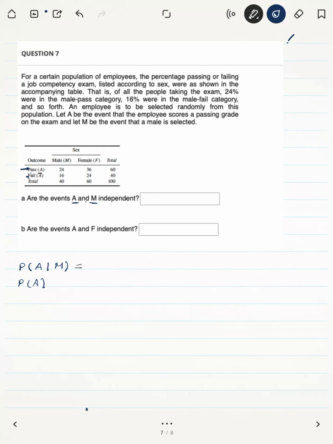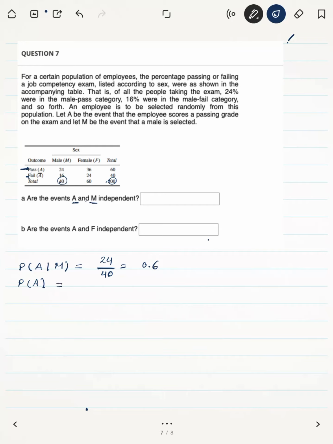So probability of A given M, this means I'm going to reduce my sample space to just males. I know that I have 100 in total, but I have 40 males. So when I calculate my probabilities, I'm going to divide by the number of people in my reduced sample space, which is 40. Now, how many passes within males? We have 24. So the probability is going to be 24 over 40, which is 0.6.